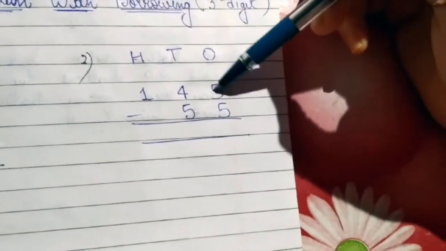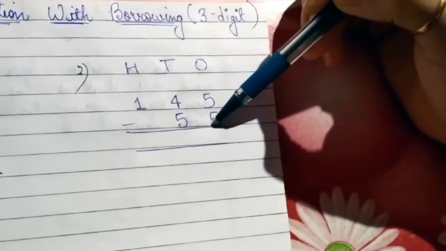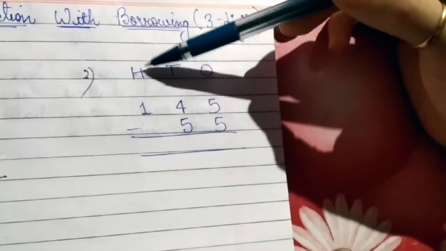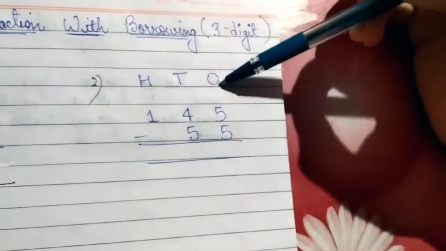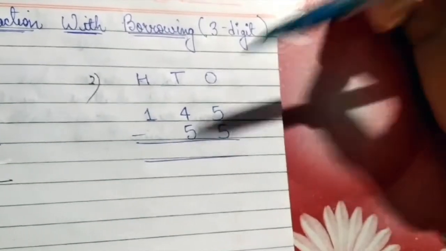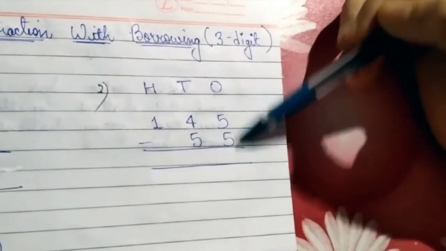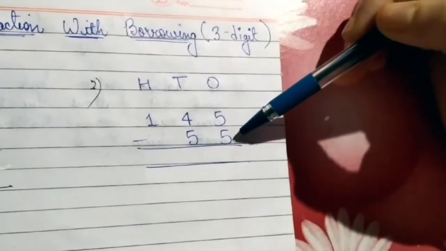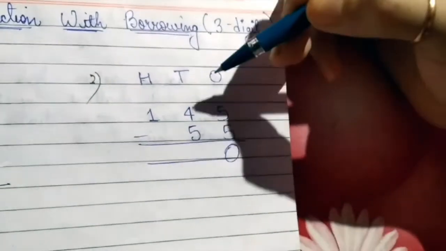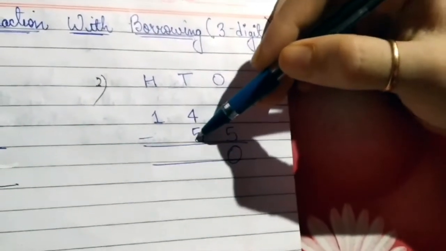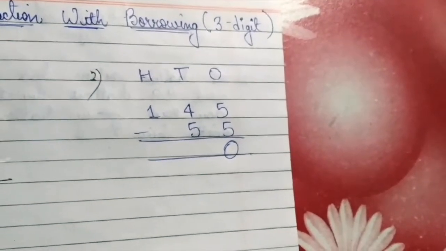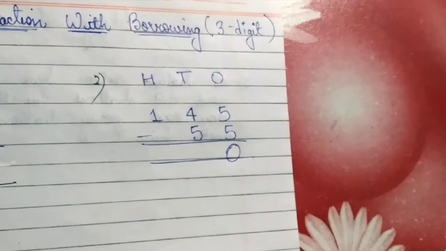145 minus 55. Let's solve this question. 145 means 100, 4 tens and 5 ones. And 55 means 5 tens and 5 ones. Let's subtract the ones column. 5 minus 5 is equal to 0. Let's move to the tens column. 4 minus 5. We cannot subtract 5 from 4. So we need to borrow 100 from the hundreds column.